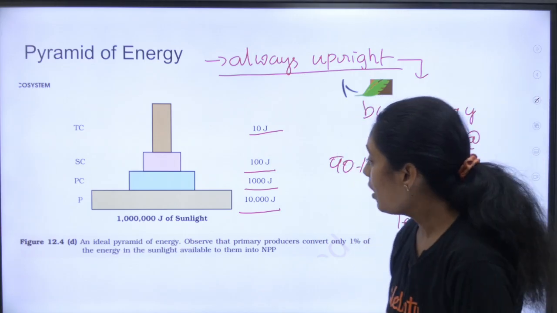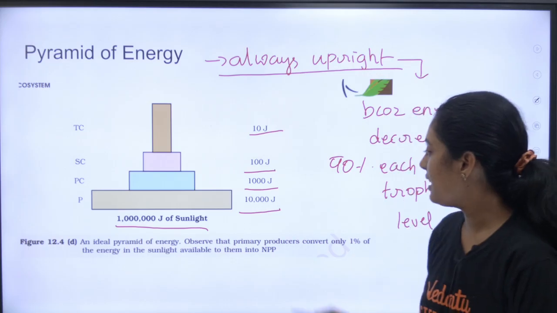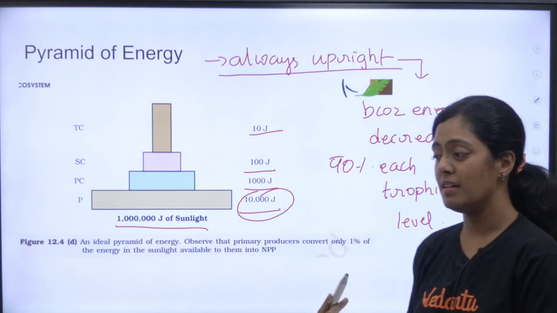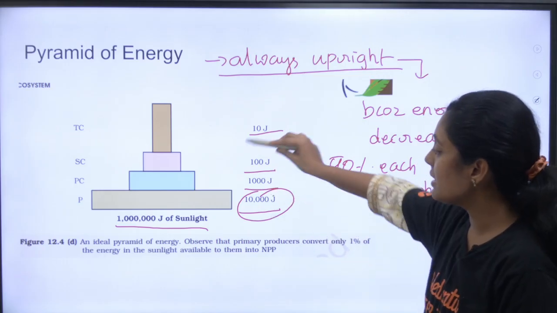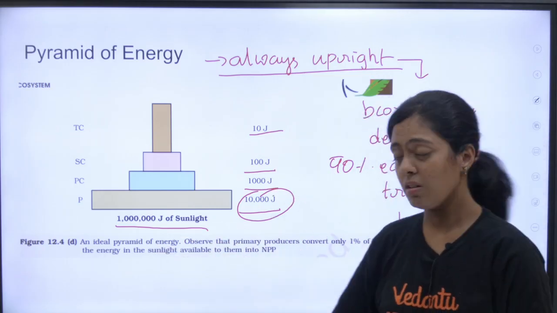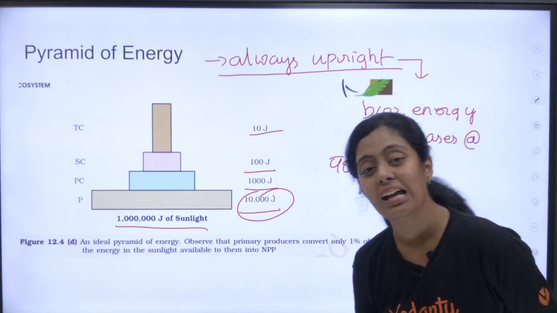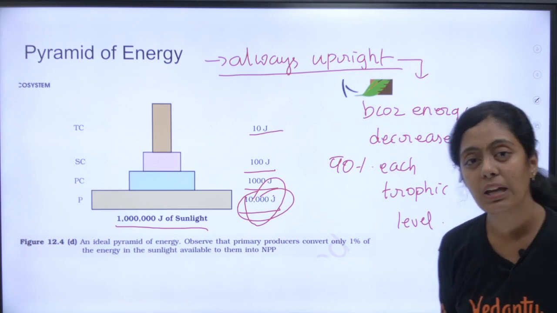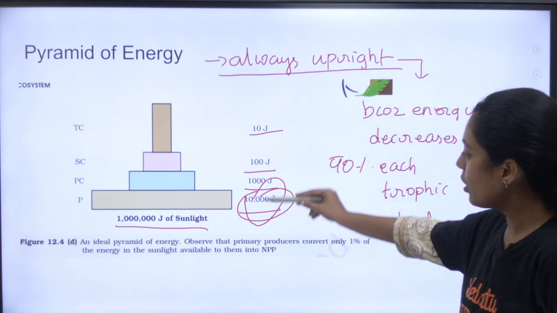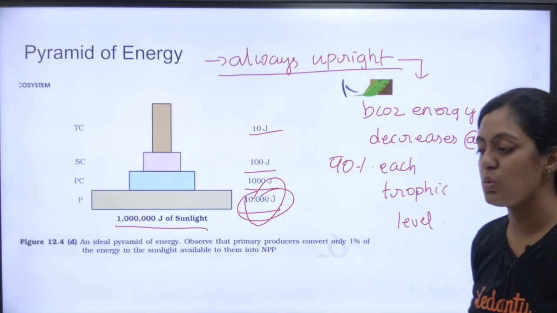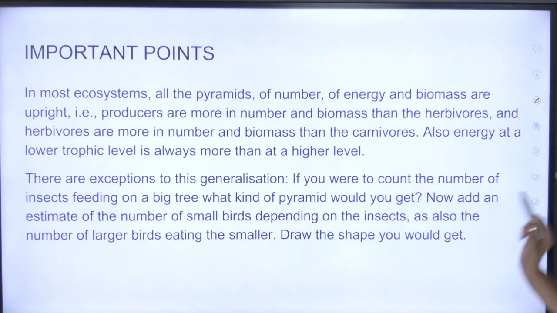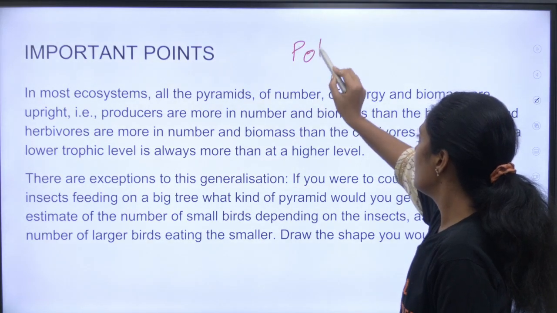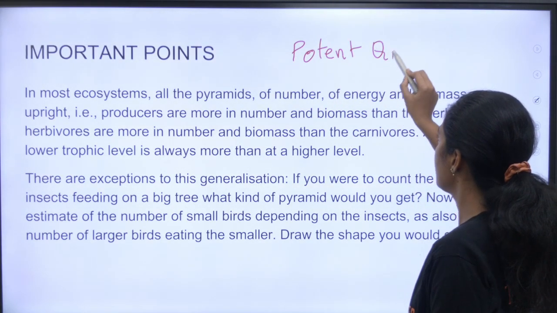Look here, from 10,00,000 joules of sunlight, only 10,000 joules is taken up. Only 10% is consumed by your plants. From that 10,00,000 joules of sunlight, you are taking 10,000 joules. Understood? From 10 lakh joules to 10,000 joules, from there it just goes on. This is very, very important. Important points, probable questions come from these two points.